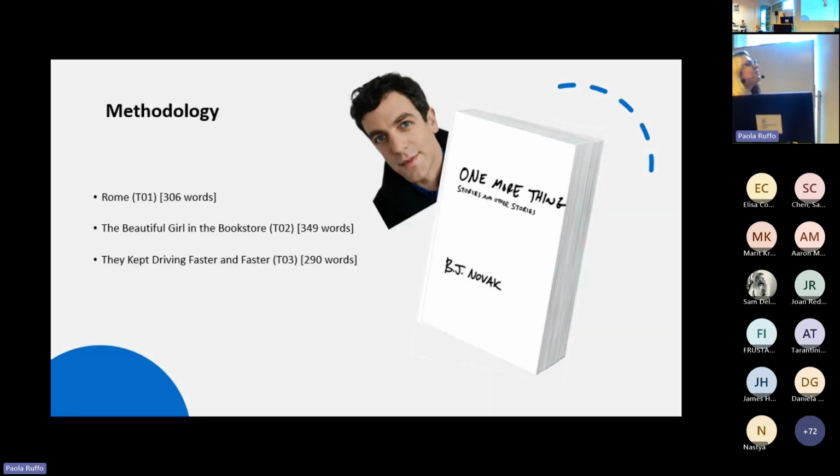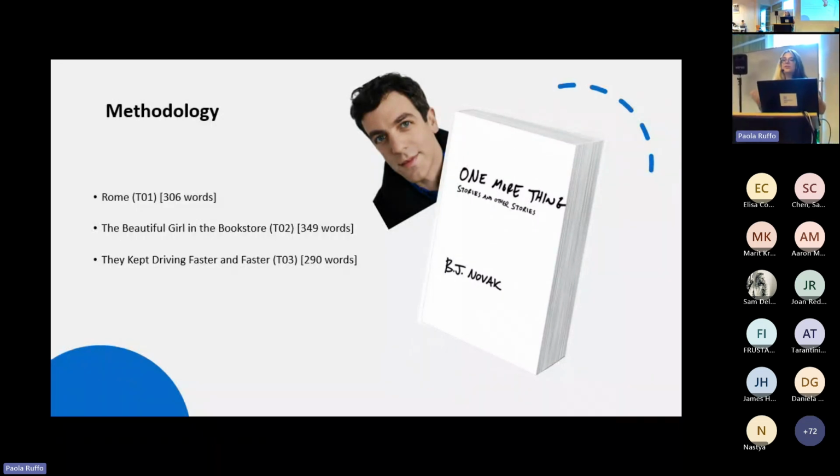The texts that we used are these 3. The 3 short stories are Rome, The Beautiful Girl in the Bookstore, and They Kept Driving Faster and Faster, and Outrun the Rain. I missed part of the title here, actually. But they're all from this short story collection called One More Thing by BJ Novak, whom some of you might know as a comedian and actor. He was in The Office, the TV series.